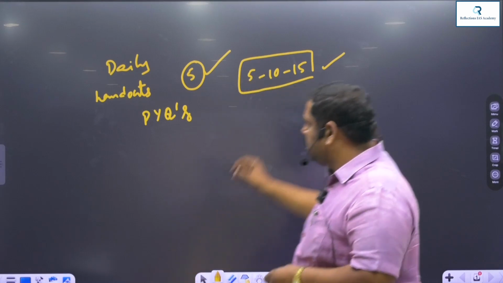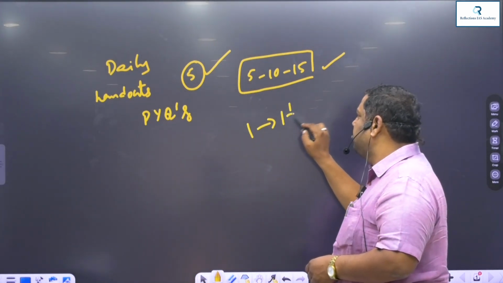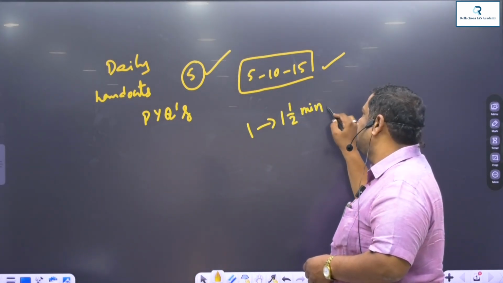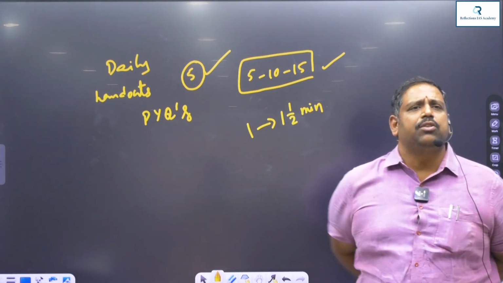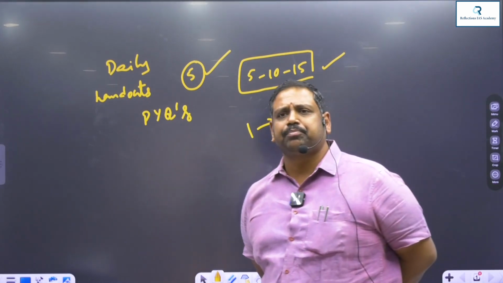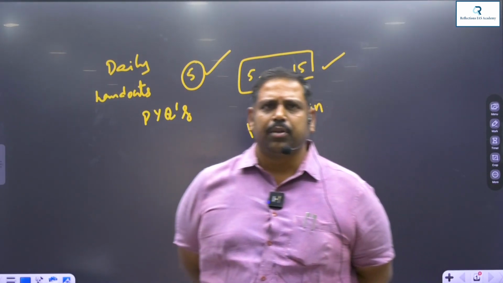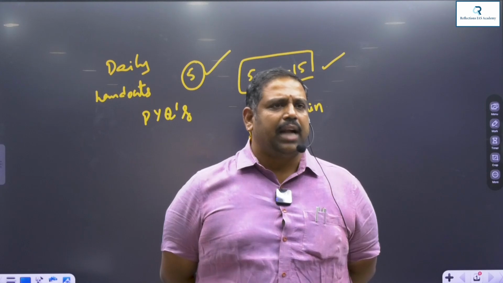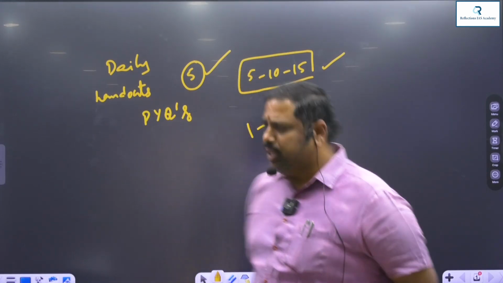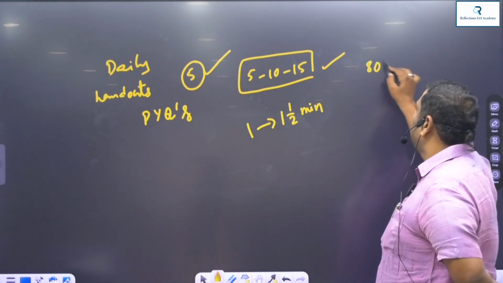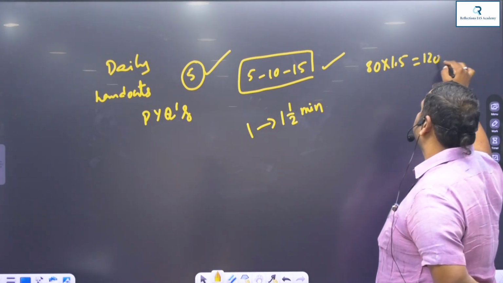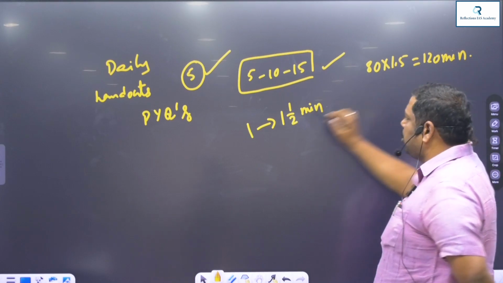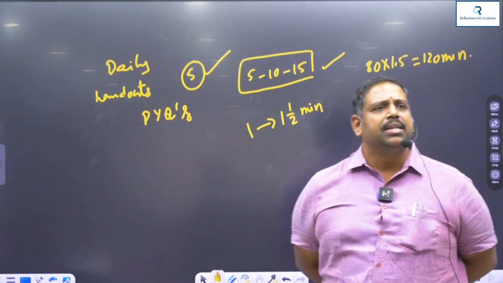For each question, I'll give you 1.5 minutes of time. In the real examination, how much time will they give you? 2 hours, meaning 120 minutes, and the number of questions is 80. So each question carries 1.5 minutes, which equals 120 minutes of duration. Here also I will follow the same pattern.